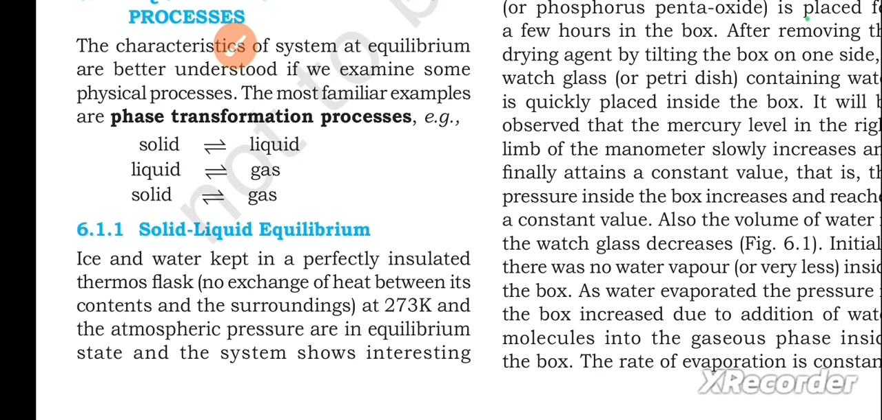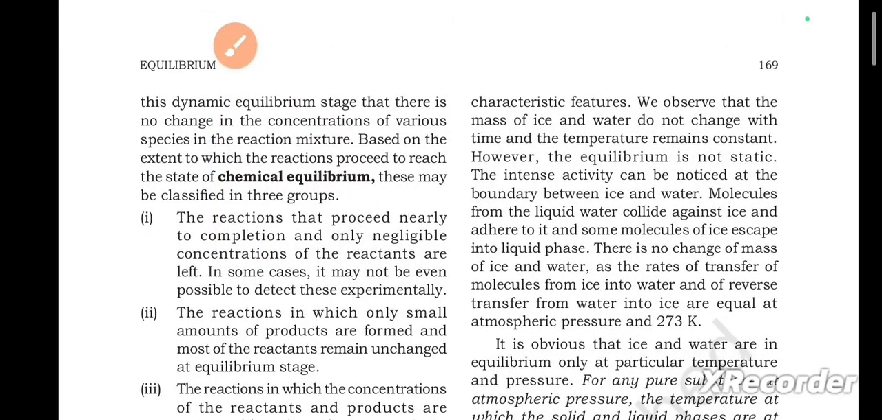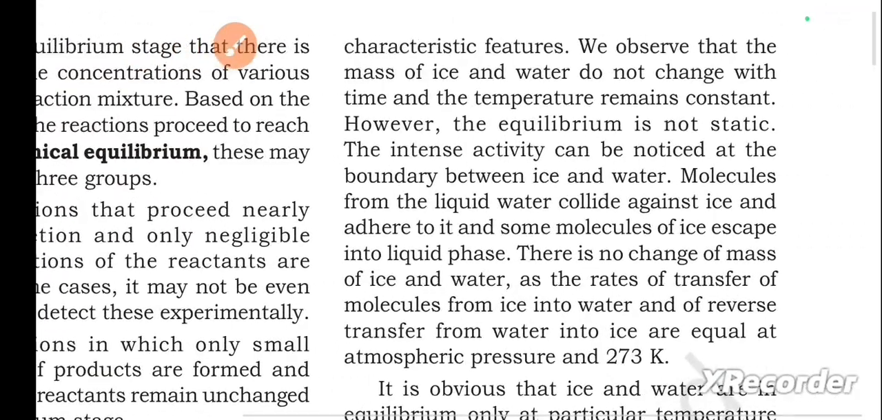Next, solid to liquid equilibrium. Ice and water kept in a perfectly insulated thermos flask, with no exchange of heat between its contents and the surroundings, at 273 Kelvin and atmospheric pressure, are in equilibrium state, and the system shows interesting characteristic features. We observe that the mass of ice and water do not change with time and the temperature remains constant. However, the equilibrium is not static. The intense activity can be noticed at the boundary between ice and water.